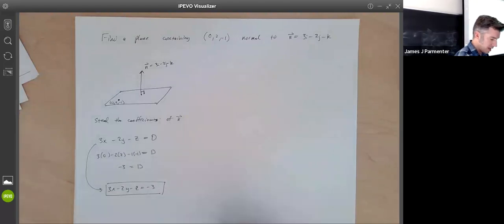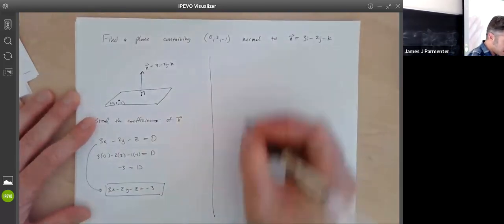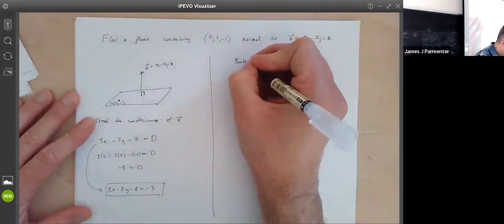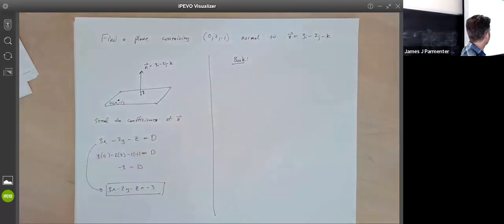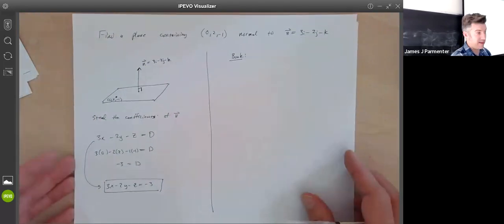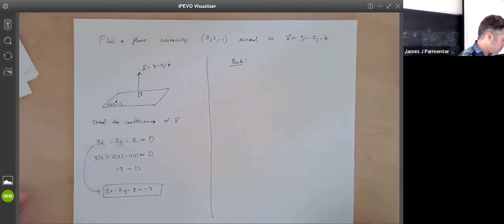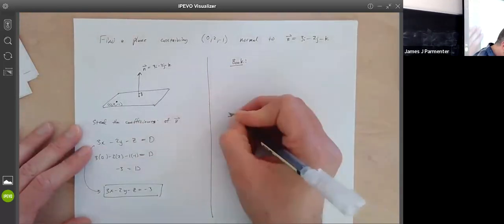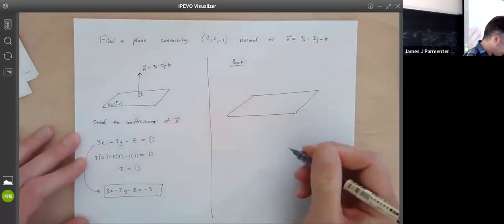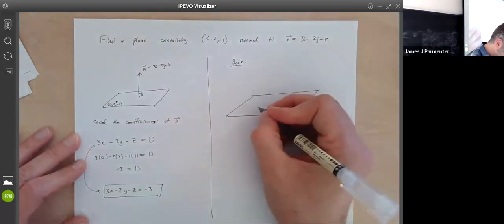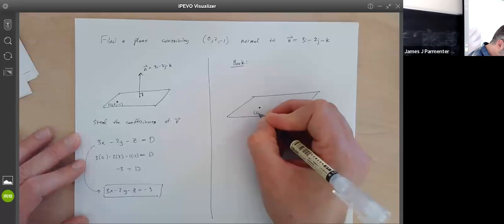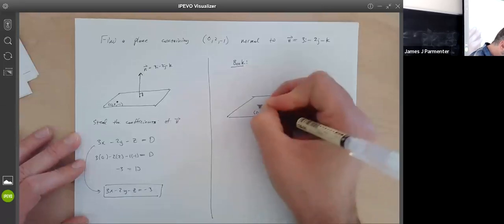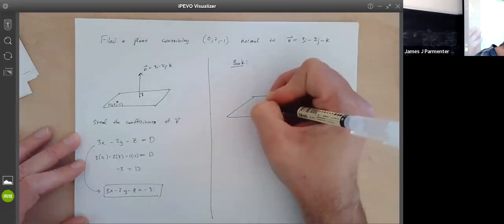Now, I will say the book does it a different way, which I do think helps explain more why this always works. But again, if I was doing it, I would do it this way. So here's the other way of doing this. Take your plane again and think of your normal vector sitting exactly over the point that you're given.